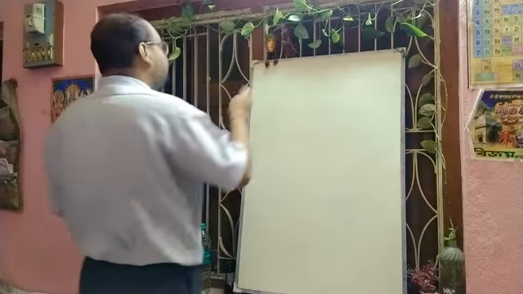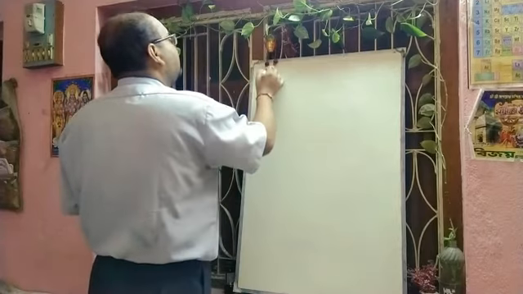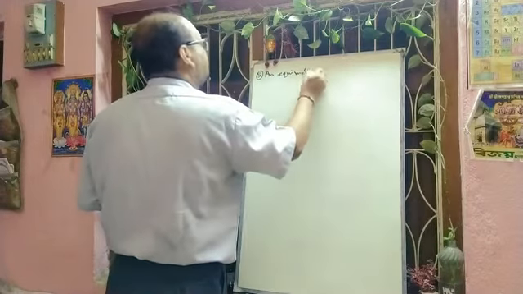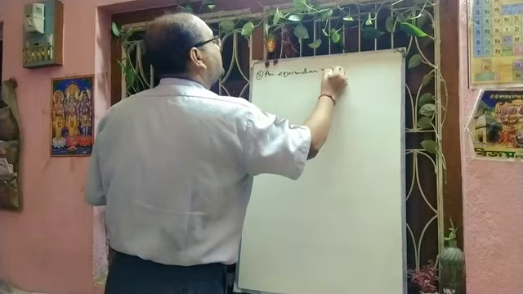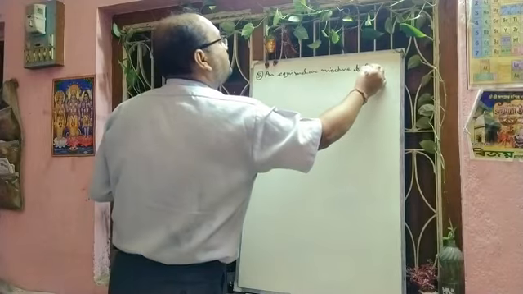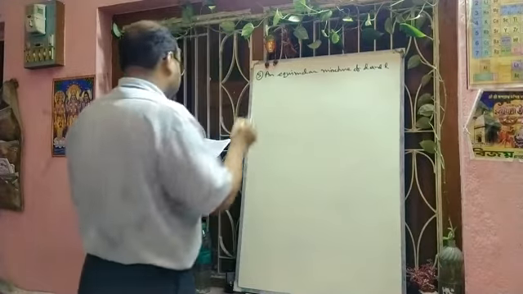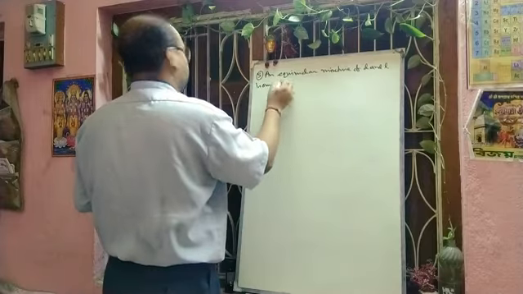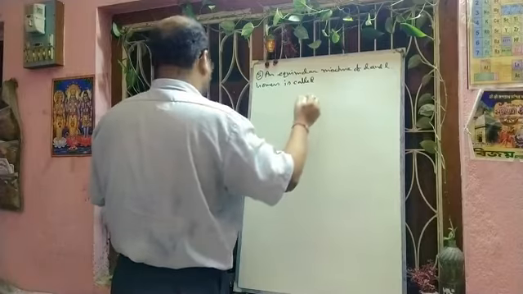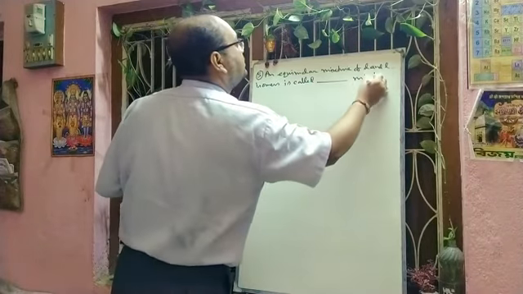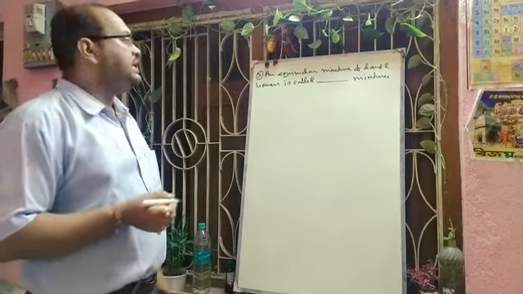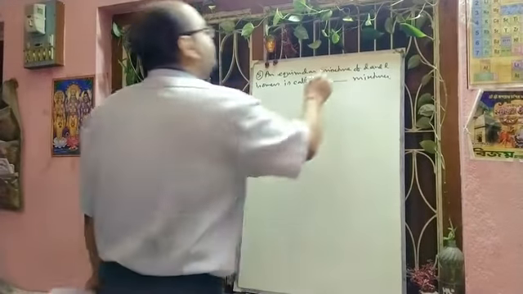So next question, an equimolar mixture of D and L isomers is called dash mixture. An equimolar mixture of DL isomers is called racemic mixture.